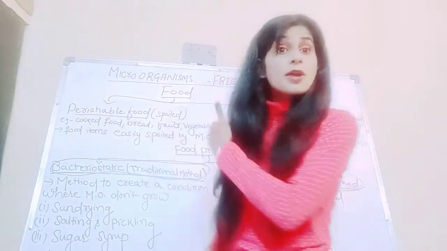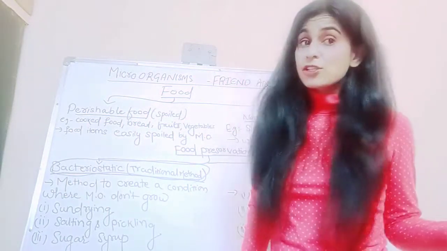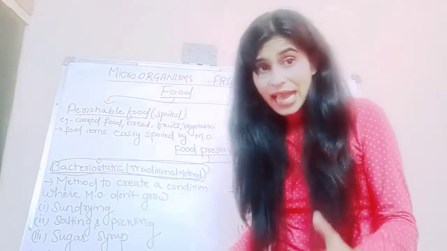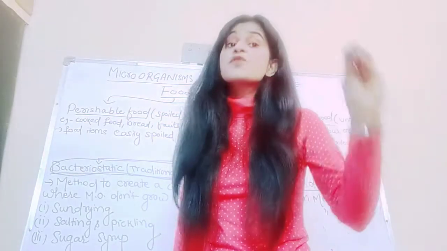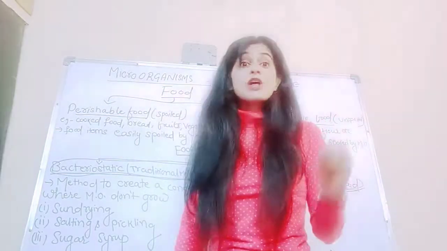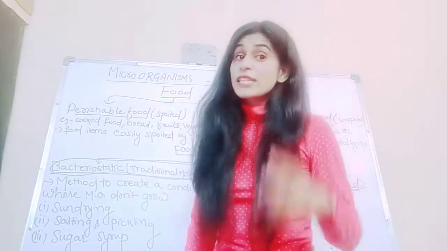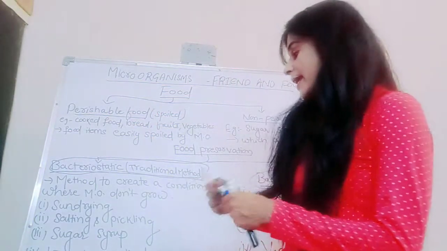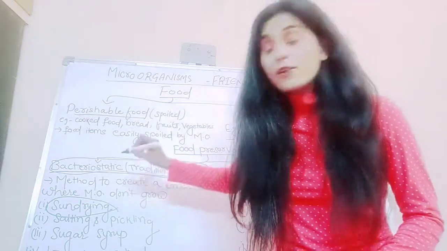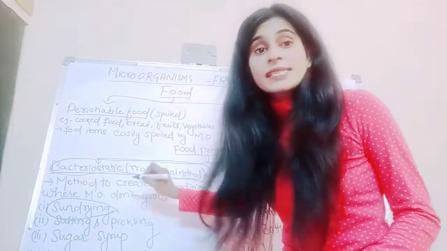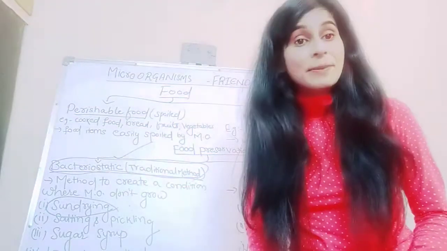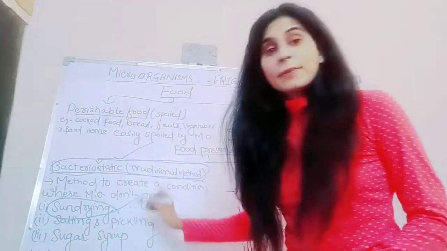So let's focus on the bacteriostatic method. It is a method of food preservation, and it involves 5 techniques. What are those 5 techniques? The first technique which comes under your bacteriostatic method is your sun drying method.